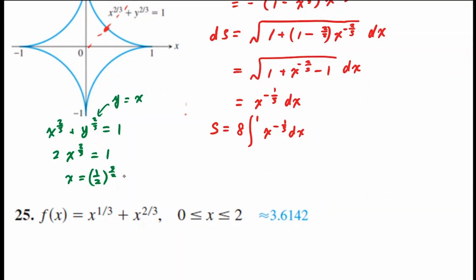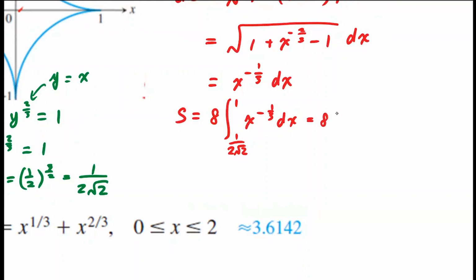Which is 1/2 root 2. Too much algebra? You get it? Okay, good. So this is 1/2 root 2 at the lower limit. Okay.